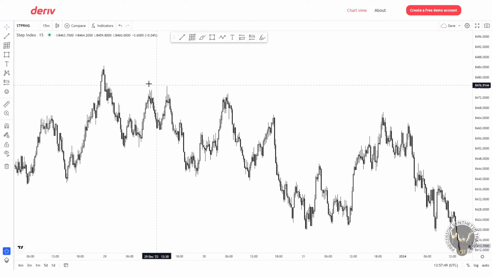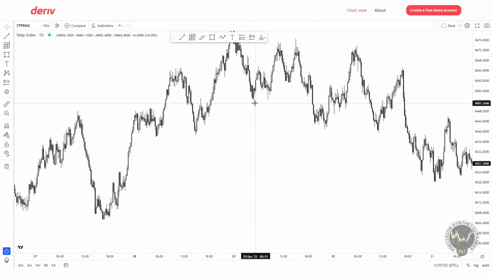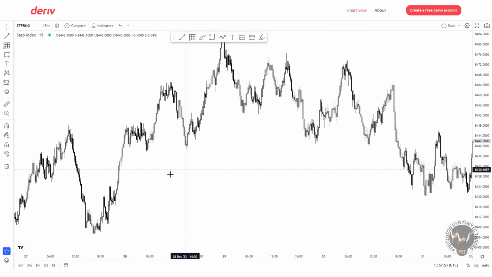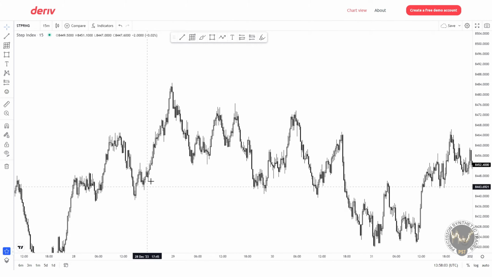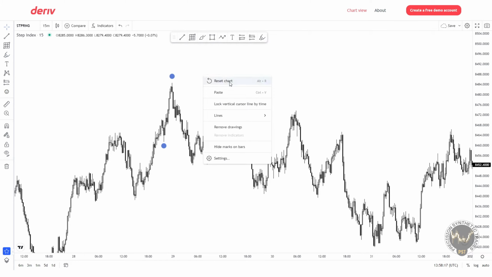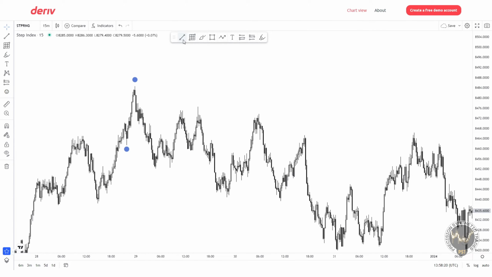Alright, so let's just identify quickly. As you can see here, we were in an uptrend on the 15 minute. So low, high, low, high, low, high, low, high. Let's just mark the most recent low and high out. This is the most recent swing low, swing high. And then as you can see, we broke market structure just here. So we can say it's a market structure shift.